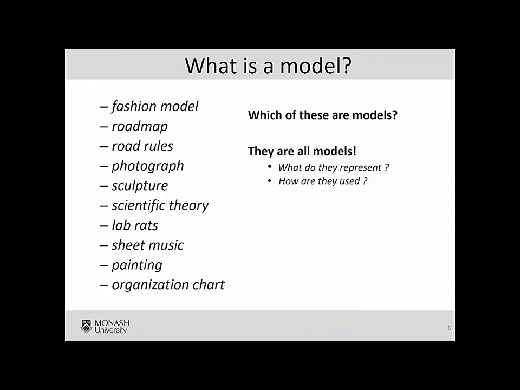A painting can be a model. If it's a portrait, you can understand that's clearly a model. Other paintings, of course, if it's a Mondrian, it's not so clear that's modelling anything. And finally, an organisation chart is a model.